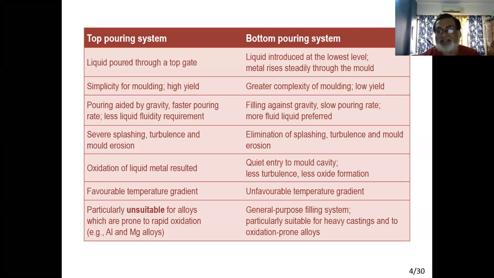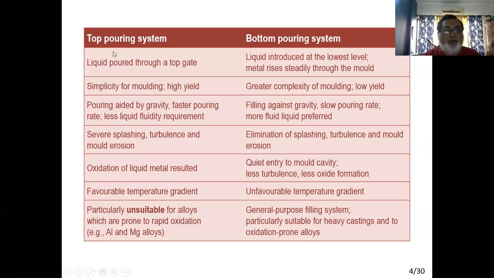Defects can be generated, defects can mix up, oxide can flow and move, and so on. So this is an unfavorable temperature gradient in terms of solidification and in terms of the movement of oxide or other defects. It is particularly unsuitable for oxidation-prone alloys, for example, aluminum alloy and magnesium alloy.